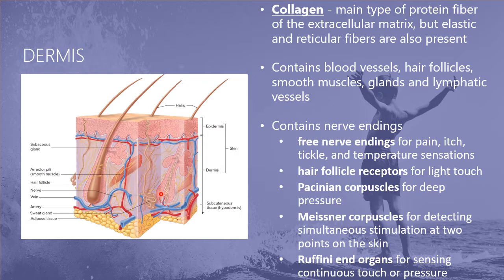The nerve endings that can be found in your dermis are your free nerve endings. These are the ones that sense pain, itch, tickle, and temperature. There are also hair follicle receptors for light touch. Your Pacinian corpuscles are a form of nerve endings that sense deep pressure. Your Meissner corpuscles detect simultaneous stimulation at 2 points on the skin, and your Ruffini end organs are for sensing continuous touch or pressure.